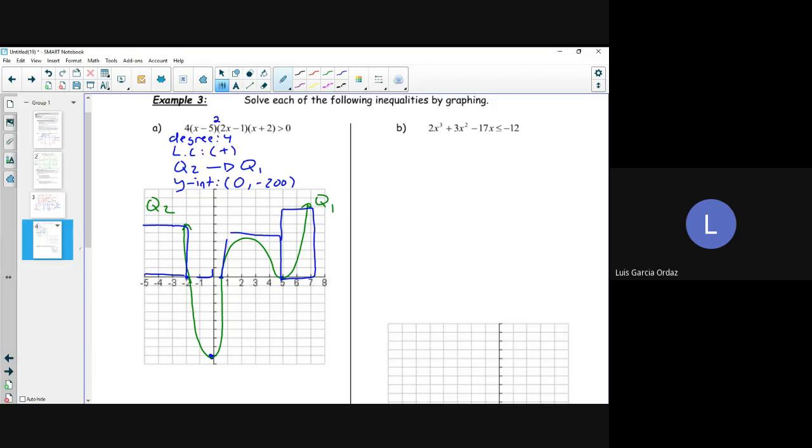So let's write it in set notation first. What's the first interval where the graph is greater than 0? X is less than -2. Okay, so we have x in the real numbers such that x is less than -2. Where else? Or greater than 1/2.